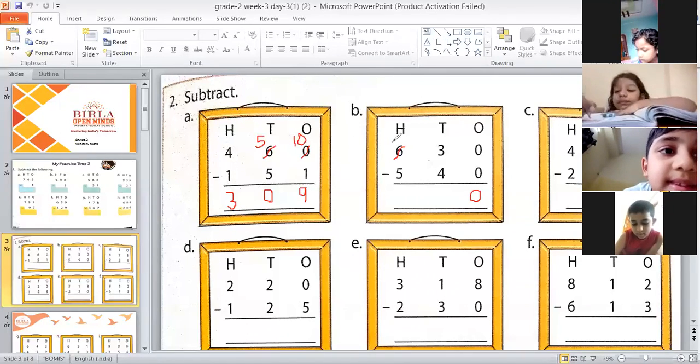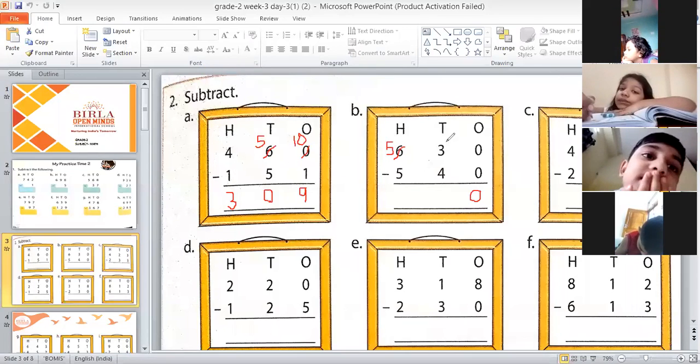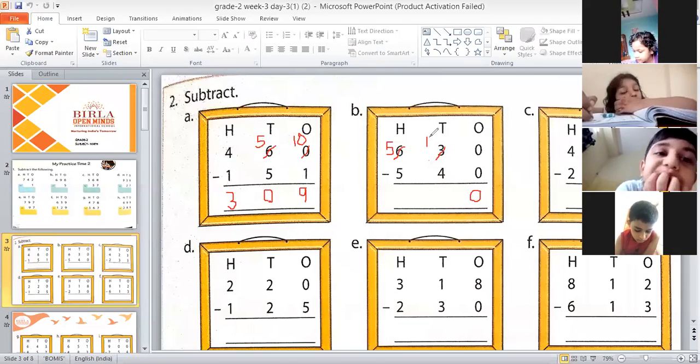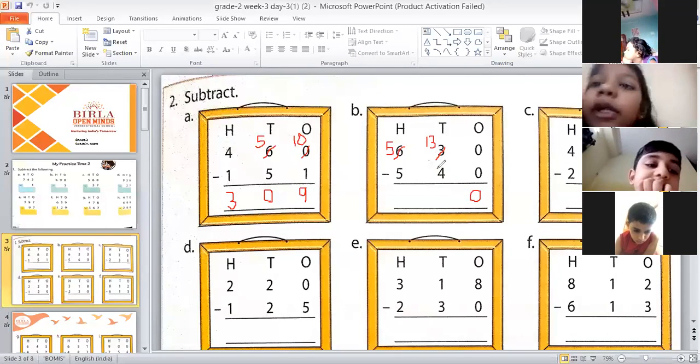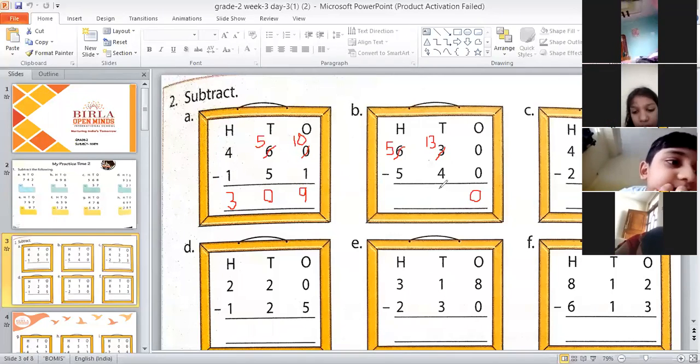So what will this 6 become? 5. Yes, again same procedure. The 6 will become 5, one number less. And what will this 3 become in tens place? 13. We will cut this 3 and this 3 will become 13, children. So now Aryan, tell me 13 minus 4 how much? 9. Very good. So 13 minus 4 is 9, children. We are writing here 9.